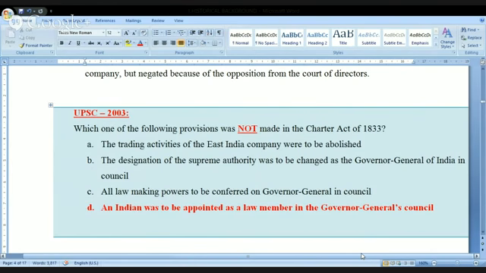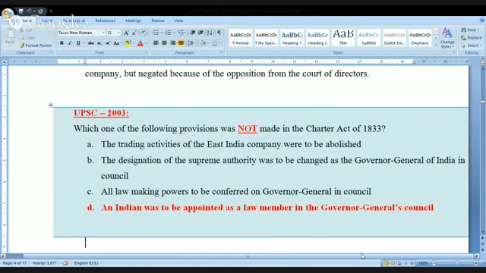Out of that, three were given in the 1833 Act and one was not given. And what is that? You just see here. Of course, I have already highlighted the answer, that is D, but read it for the sake of better understanding. The trading activities of East India Company were to be abolished. Yes, I told you already. The East India Company was made an administrative body from a commercial body. That is the reason why the trading activities were abolished.